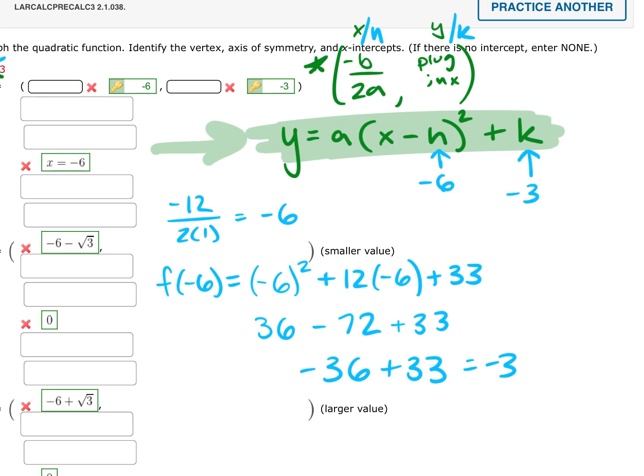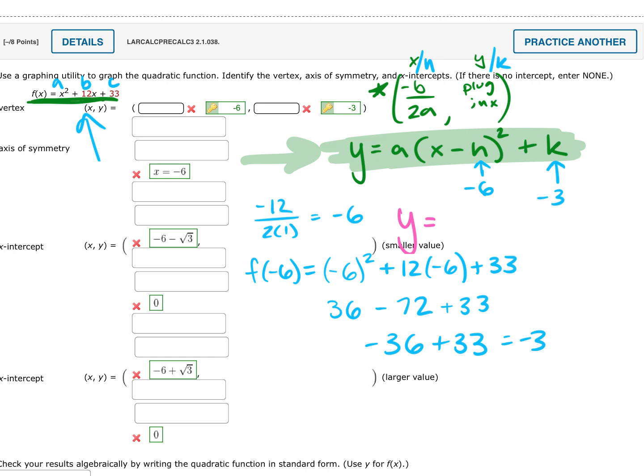So when we plug it in, we'd have y equals, what's our a? A is the same thing from your standard form here. So a would just be 1. So times x minus negative 6 would be plus 6. We flip the sign. And then minus 3. So this would be our vertex form, where our vertex would be negative 6, negative 3.